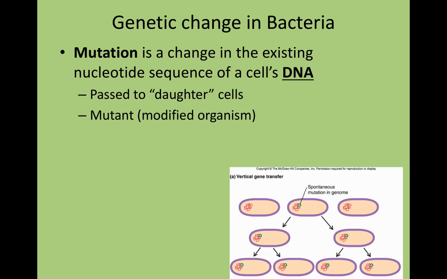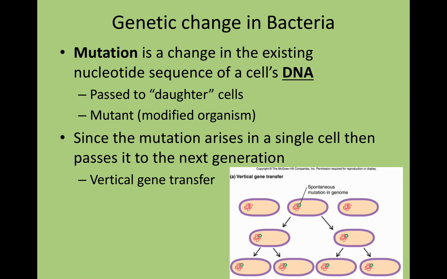So a mutation is a change in the existing nucleotide sequence of a cell's DNA. If there's a change in a cell, that's passed to the quote-unquote daughter cells, and those daughter cells are referred to as mutants. We call this vertical gene transfer since that new trait is passed vertically to the offspring. So if we have this mutation highlighted here in green, all cells from that new line from there on out would have that same mutation. Since that mutation arises in a single cell, it's passed to the next generation: vertical gene transfer.